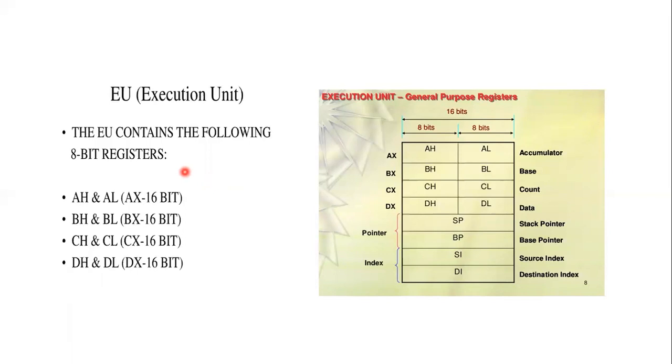The execution unit consists of 8-bit registers, AH and AL, which form the accumulator. So 8-bit and 8-bit together make 16-bit, which we call the AX register.